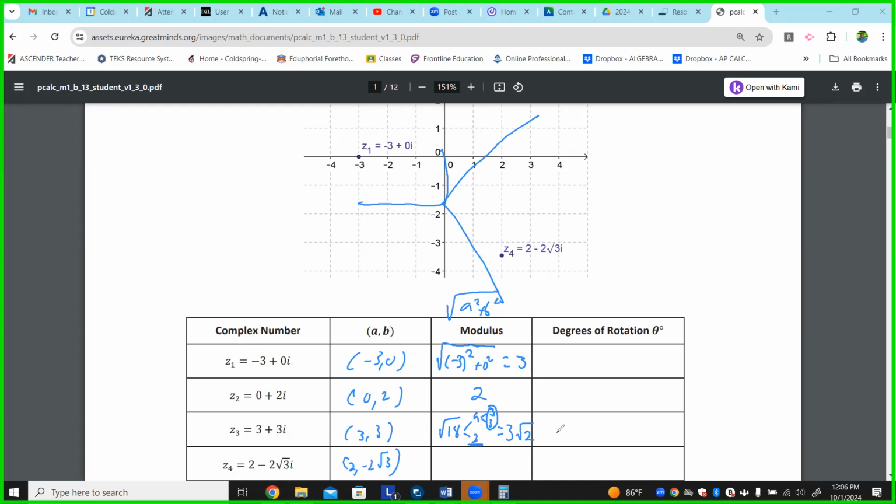When you're doing this work, again, if you're uncertain about your answer, just type in the square root of 18, get a decimal, and then type in 3 square roots of 2, get a decimal, and make sure those decimals are the same. Then you know you've done it correctly.